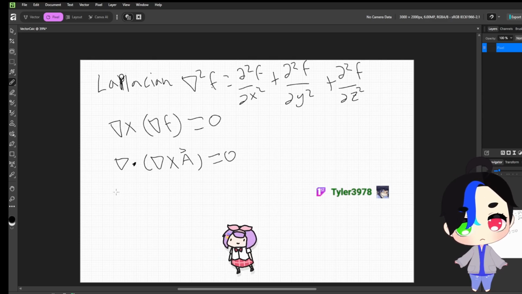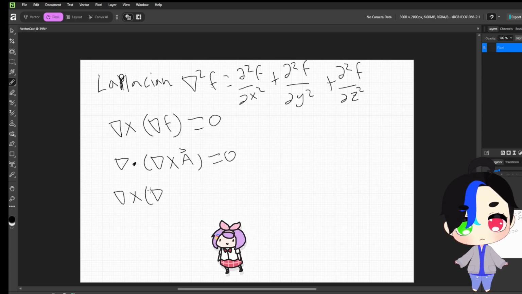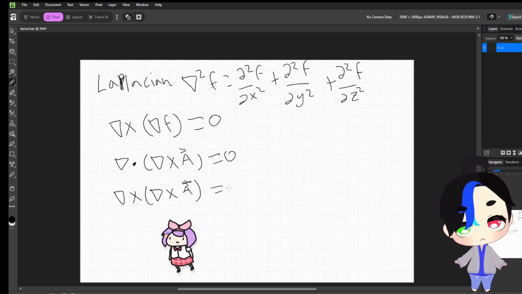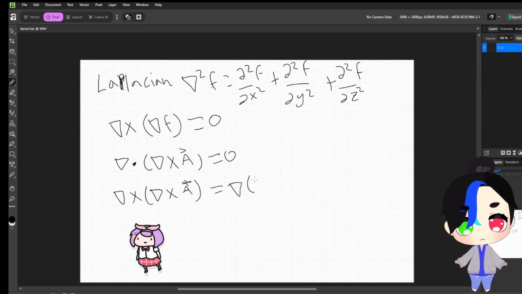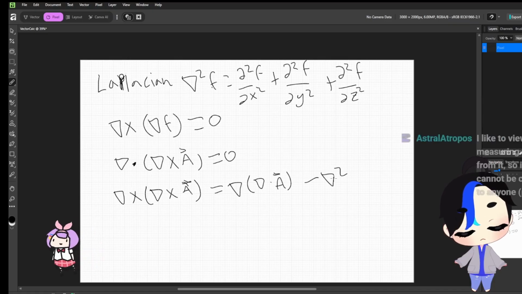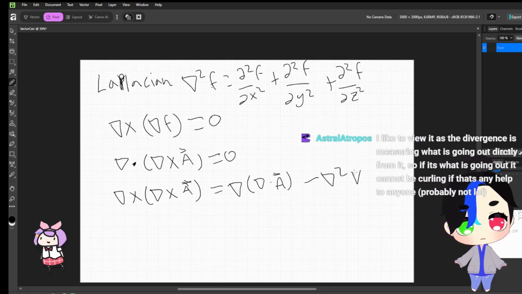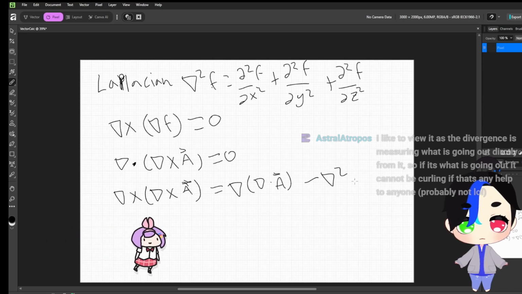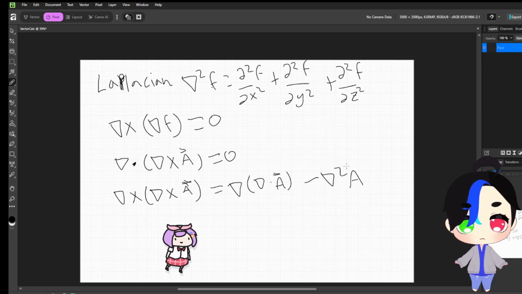And then the curl of a curl, if you use the various product rules, is equal to the gradient of the divergence minus the Laplacian of V. Or sorry, I'm looking at the book accidentally. The Laplacian of A.